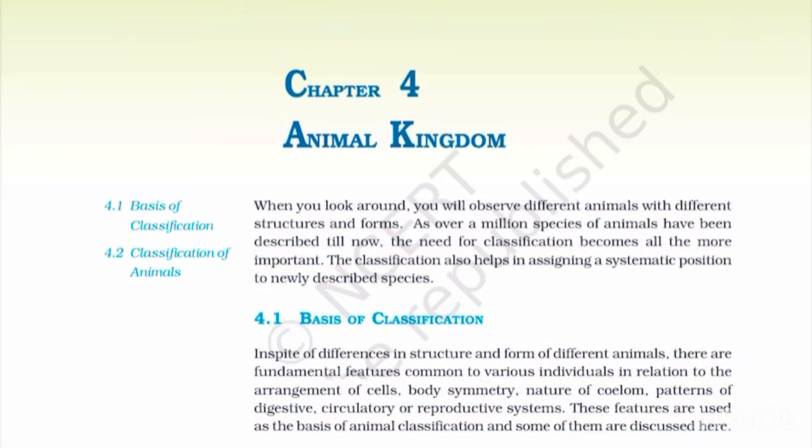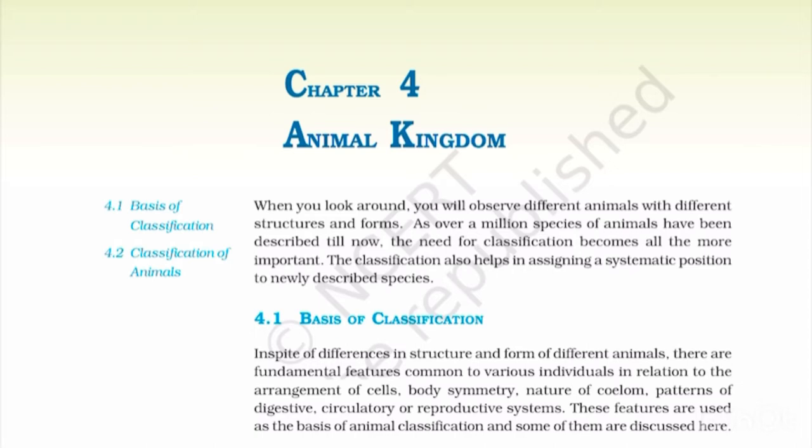Chapter 4, Animal Kingdom. When you look around, you will observe different animals with different structures and forms. As over a million species of animals have been described till now, the need for classification becomes all the more important. The classification also helps in assigning a systematic position to newly described species. 4.1 Basis of classification.